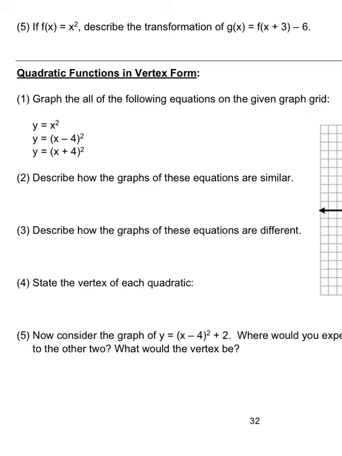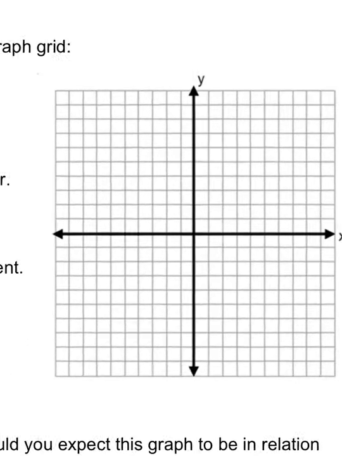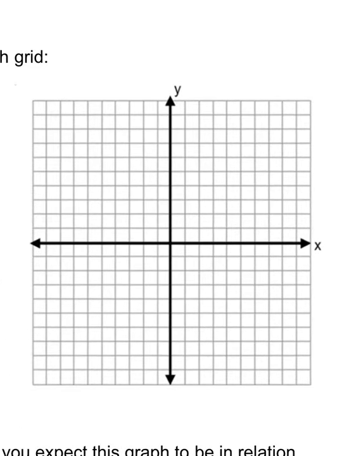The directions: graph all of the following equations on the given graph. So we have y equals x squared. You can use your calculator, or you could make a table of values, whatever way you're most comfortable with. The idea is that if you come up with a good parent graph, then every other graph is going to be that much more accurate. Alright, so this is my y equals x squared.